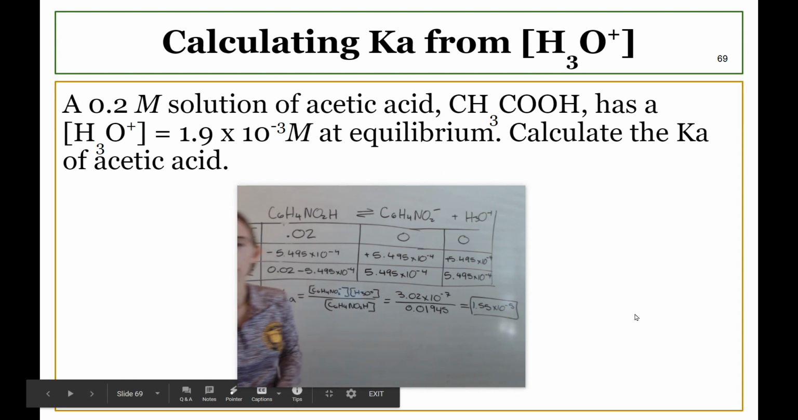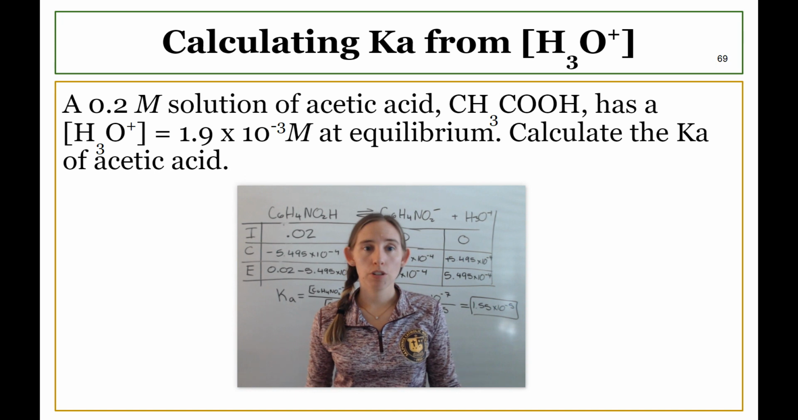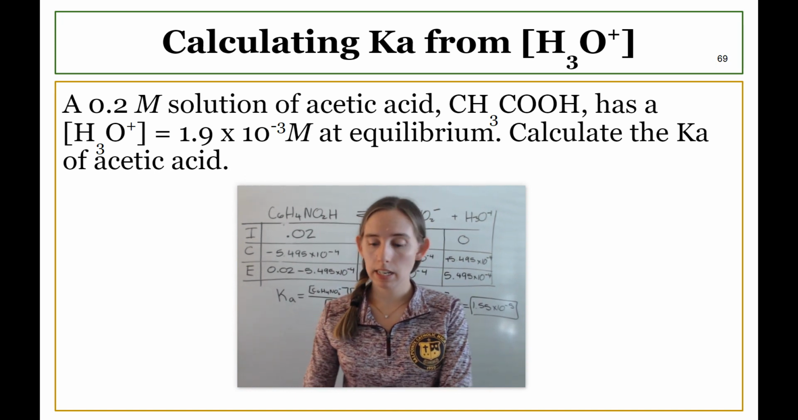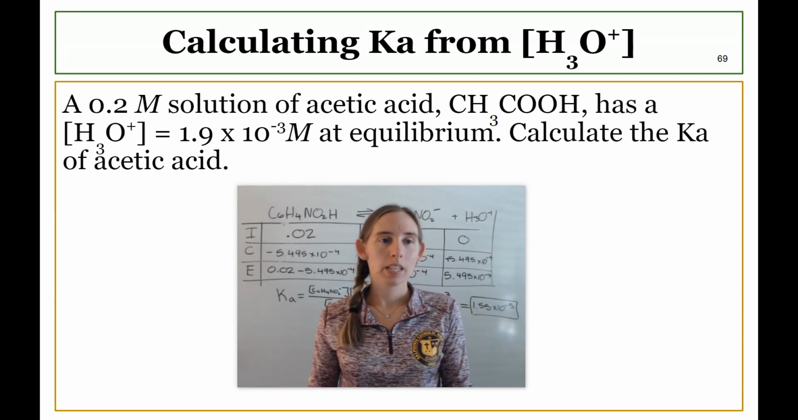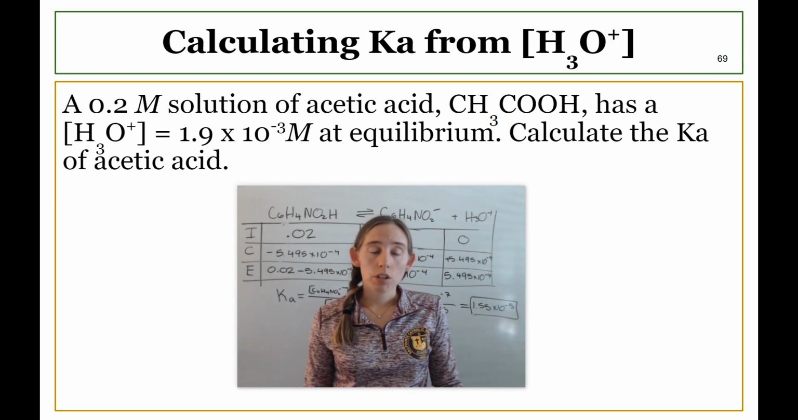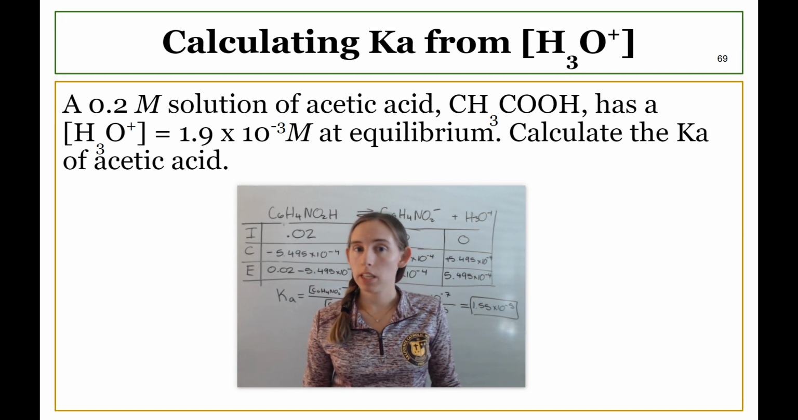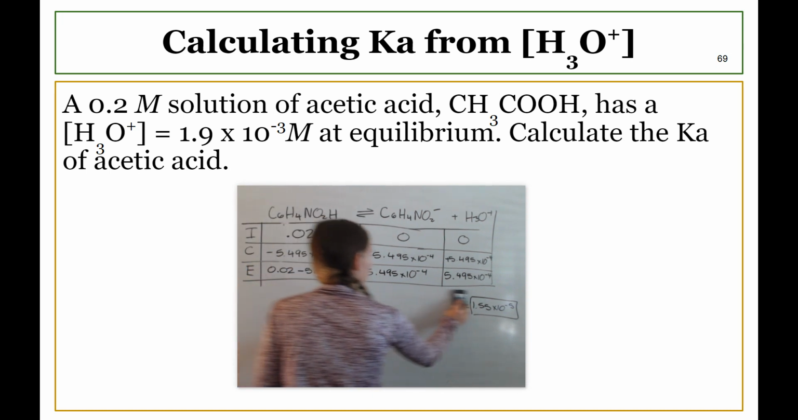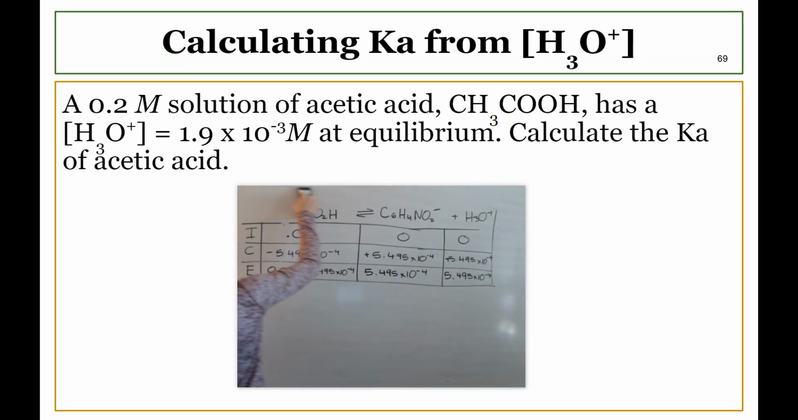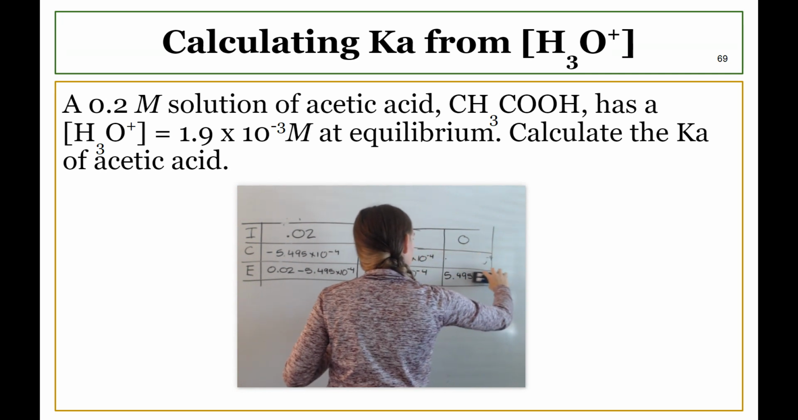All right, calculating Ka from H3O. A 0.2 molarity solution of acetic acid, which is CH3COOH. You'll recognize acetic acid from your acetate compound on the common polyatomic ions. It has an H3O concentration of 1.9 times 10 to the negative 3 at equilibrium. That is key right there. Calculate the Ka of acetic acid. All right then. I'm going to keep the ice table up here. Maybe it will help speed things up.